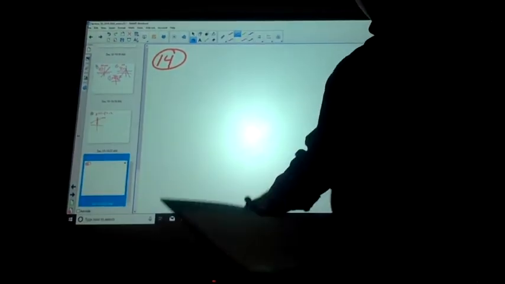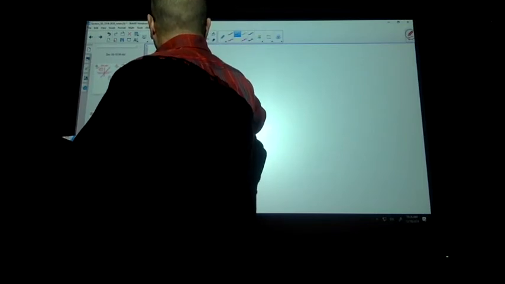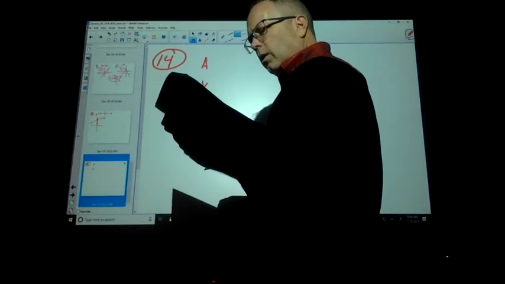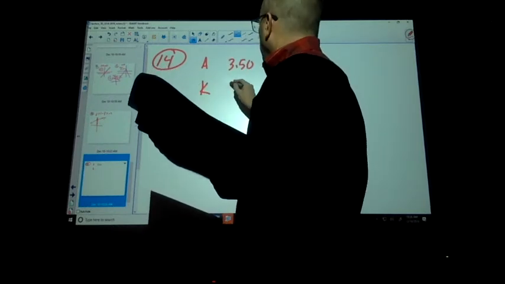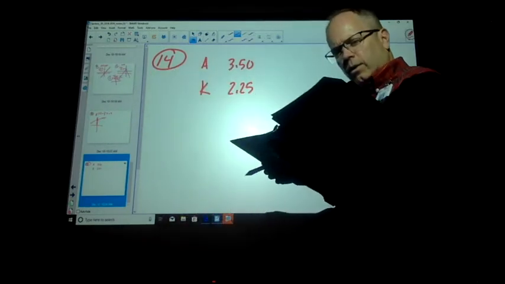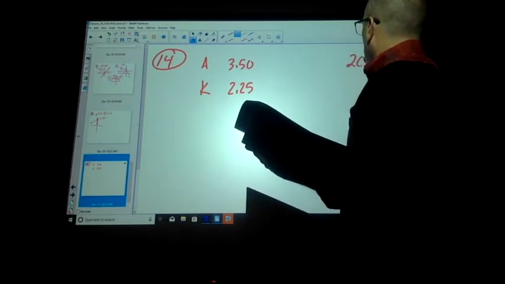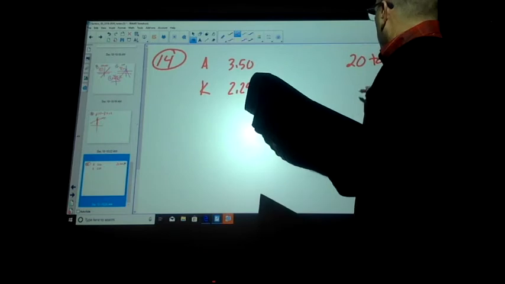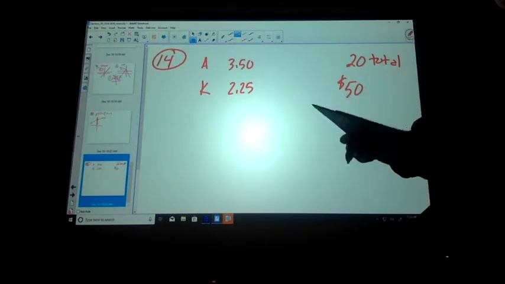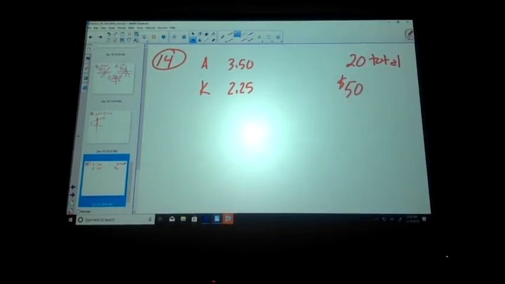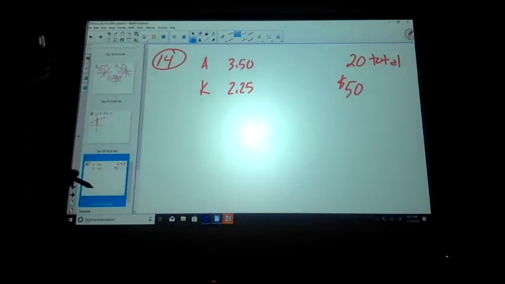All right. So we have adults and kids, right? And so each adult is $3.50. I'm just putting my information down before I set it up. And you have $2.25 per kid. The maximum party is 20 people, so we can have 20 total. And we have a budget of $50. This is going to be a raging party at the skate rink, I'll tell you what.